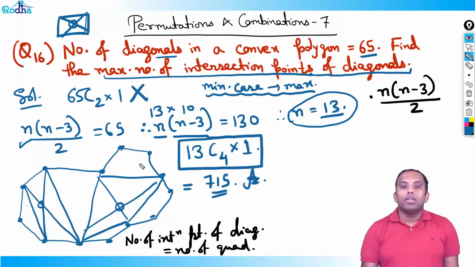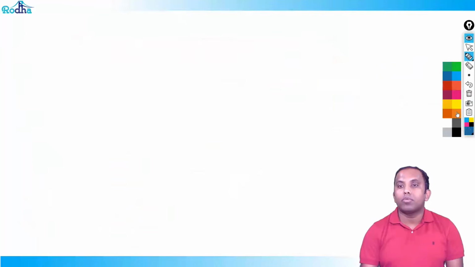13C4 different quadrilaterals we can make, and each quadrilateral will give you one intersection point of diagonals. That is 13C4 into 1. What is the answer? 715 is the answer for this question, right? Very good question. I hope it is clear, this part.